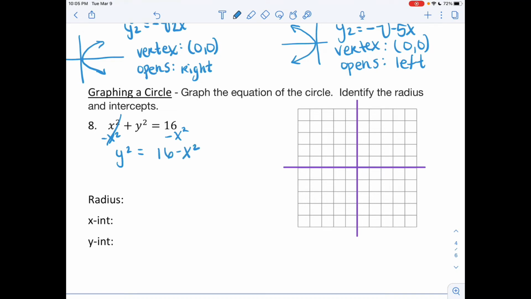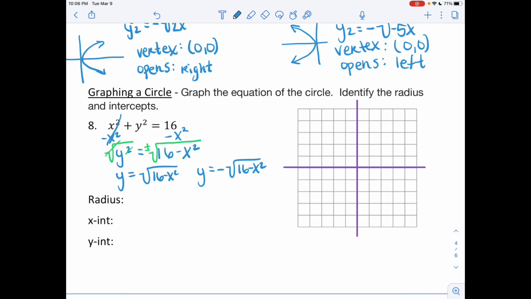In order to get rid of y squared, I again need to take a square root so that the square root and the squared will cancel. And if I do that to one side, I need to do it to the other, remembering that I need plus and minus because we have an even root. Breaking this into two pieces, I will put into my calculator that y is equal to the square root of 16 minus x squared, and then y is equal to negative square root of 16 minus x squared. Let's go to the calculator and see what that's going to look like.